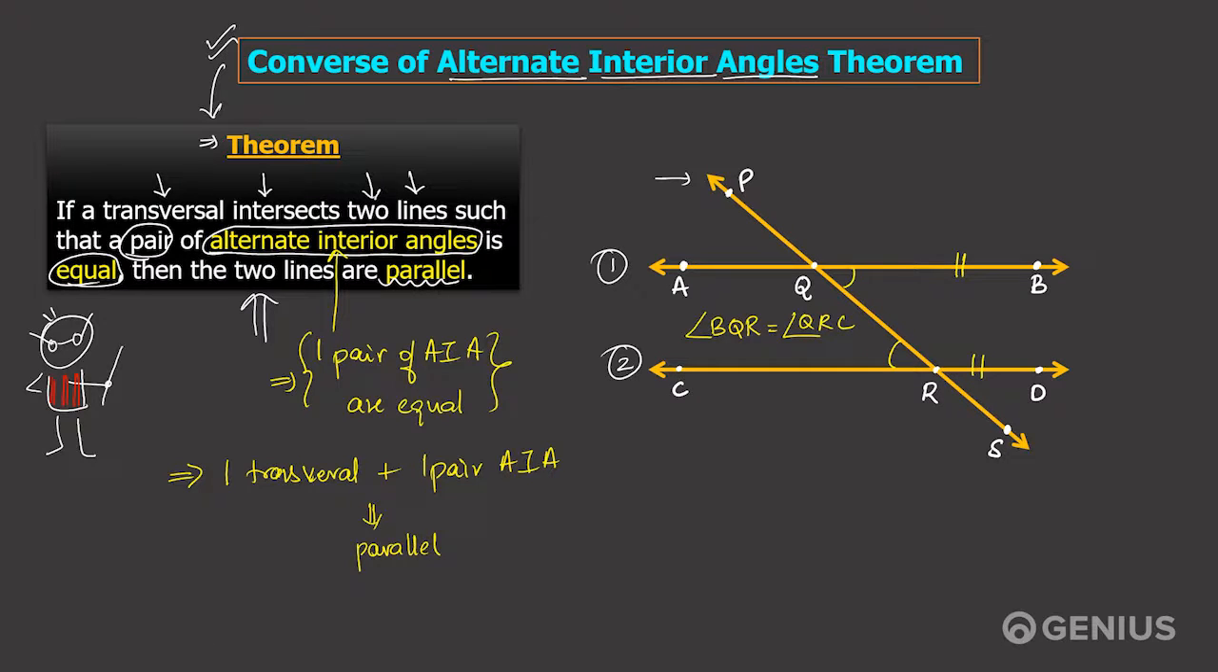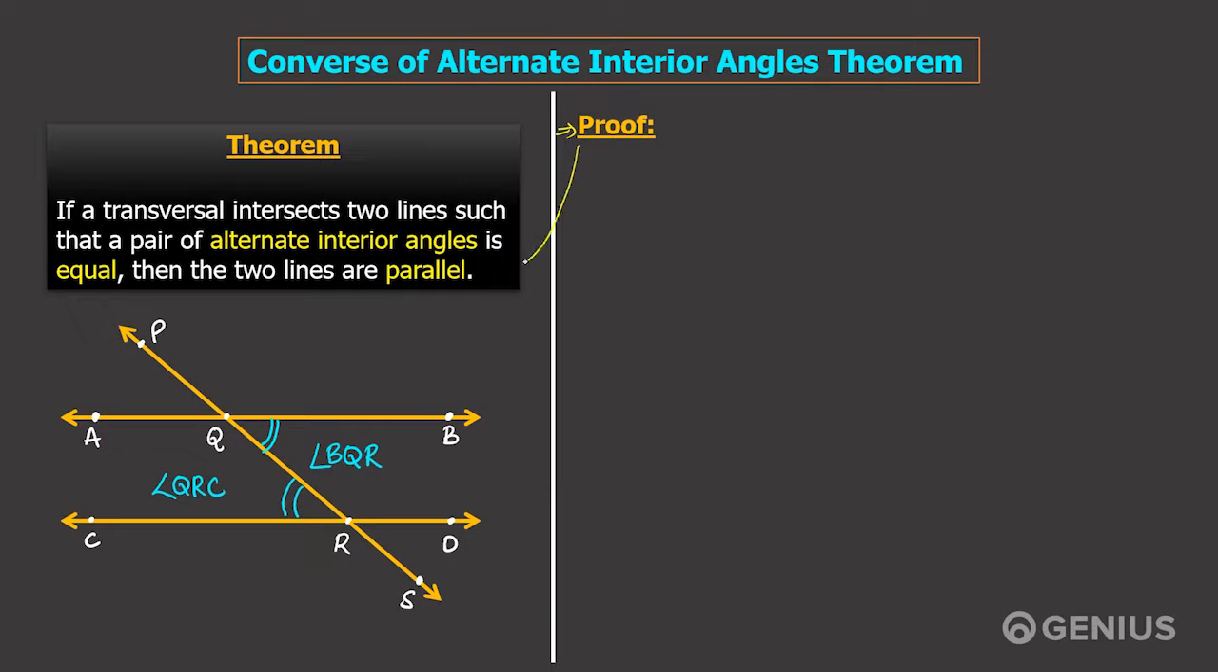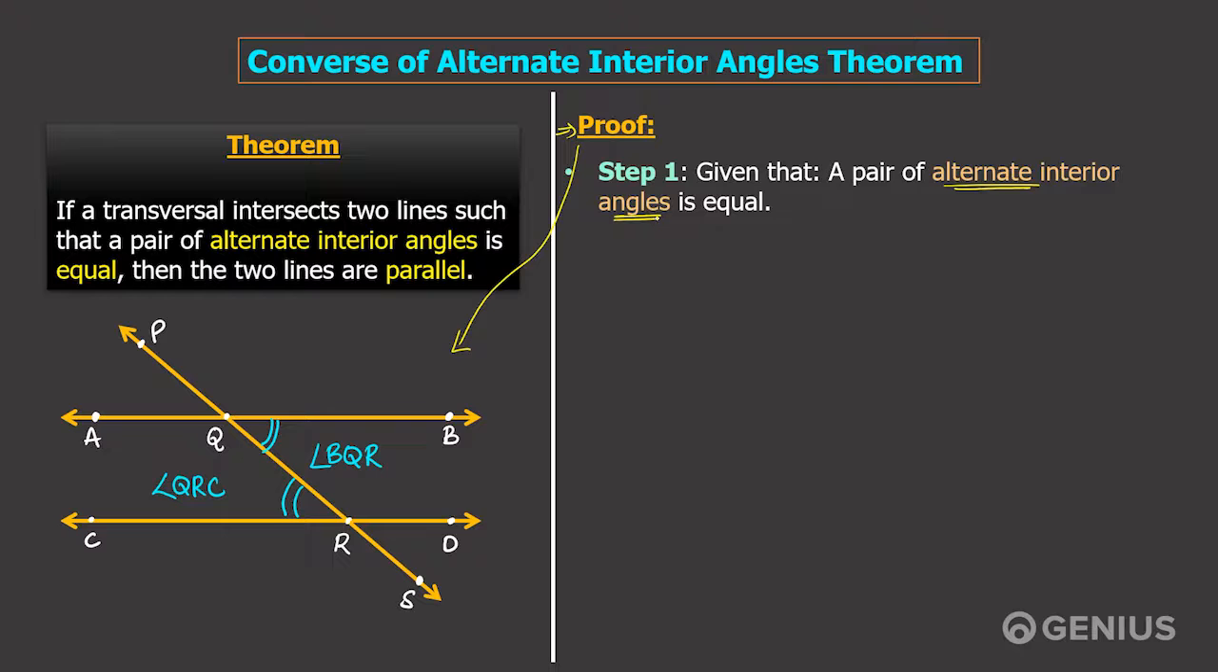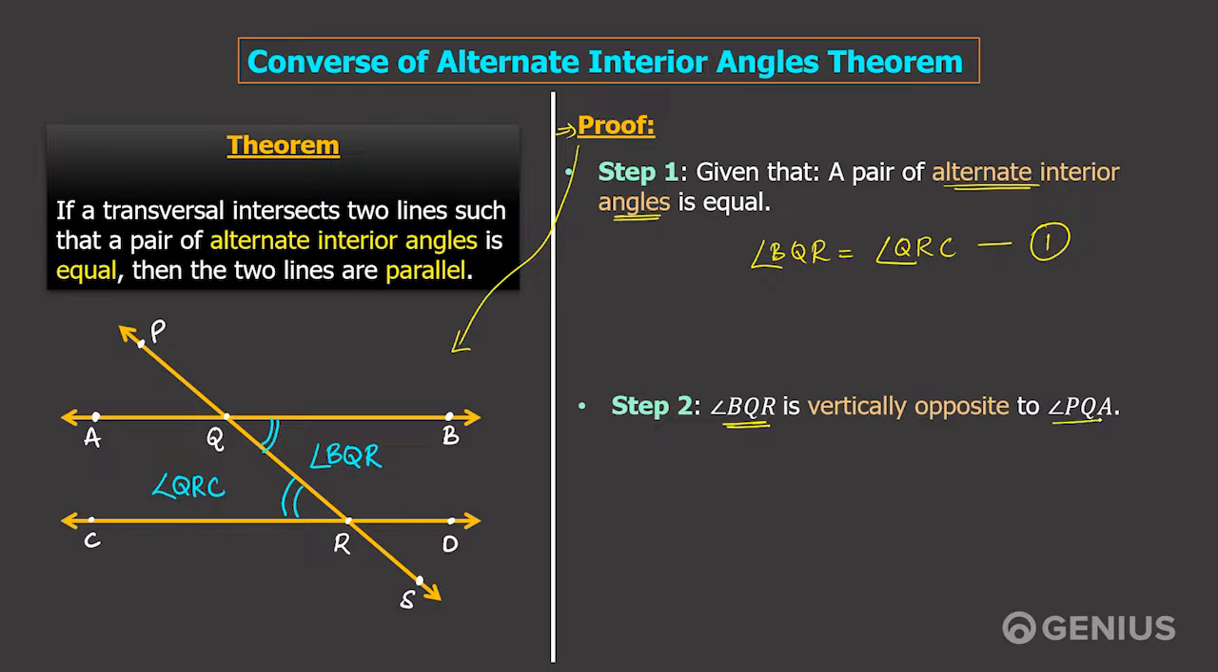अब इसको हम लोग prove करते हैं. तो consider this diagram that we saw अभी थोड़ी देर पहले, few moments earlier, ठीक है? तो step number 1, it is given in the theorem that a pair of alternate interior angles are equal. So therefore, angle BQR is equal to angle QRC. इसको कहते हैं हम लोग equation number 1. Step number 2, angle BQR and angle PQA are vertically opposite angles, और हमको तो पता है, we know that vertically opposite angles are equal to each other, है ना? तो therefore, angle BQR is equal to angle PQA. ये है हमारी equation number 2.